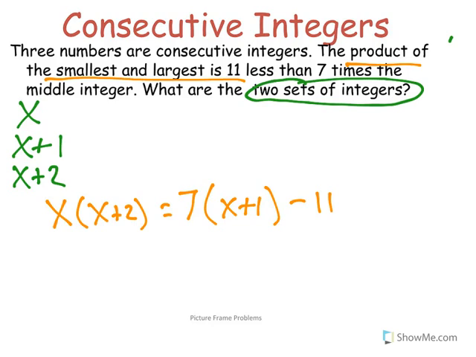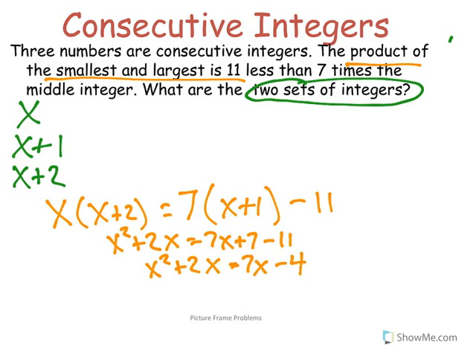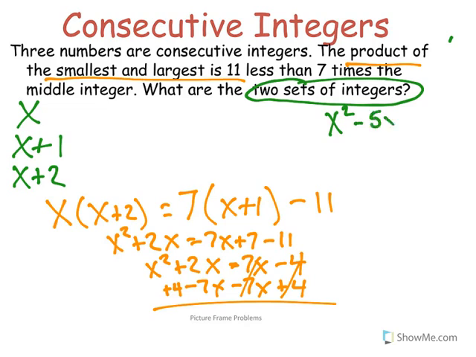So 7 times the middle is 7 times the quantity x plus 1, and then subtract 11. So that's going to give us x squared plus 2x equals 7x plus 7 minus 11, which is going to give us x squared plus 2x equals 7x minus 4. I'm going to move the terms in the same step. So I'll bring this up here now. I get x squared, what do we got? Minus 5x plus 4.